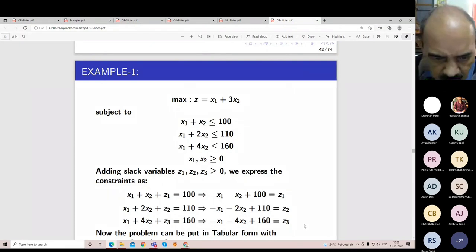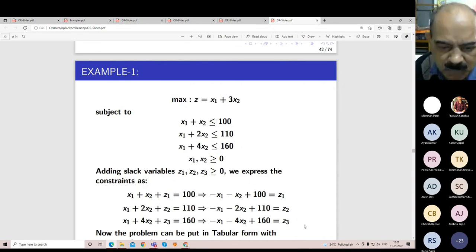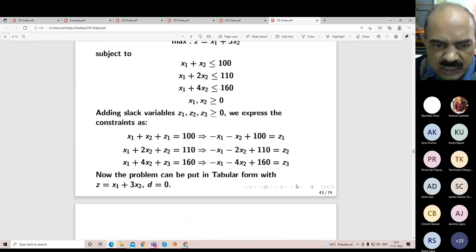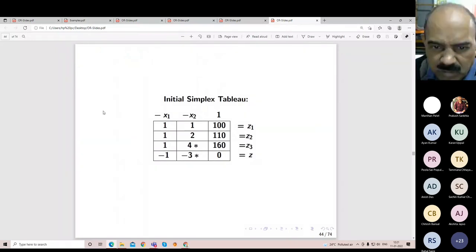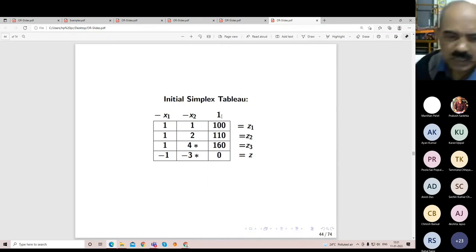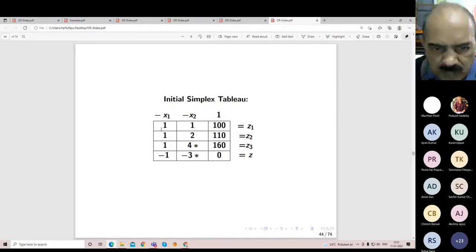Now, this system we want to put in a tabular form. So, this is my table. Please make a similar table. I'm waiting for you. As you know, there are 4 rows and 3 columns. So you make a similar table. If you have pen and paper, please make a similar table.